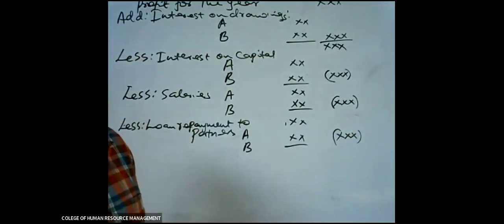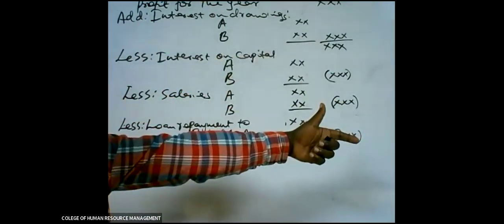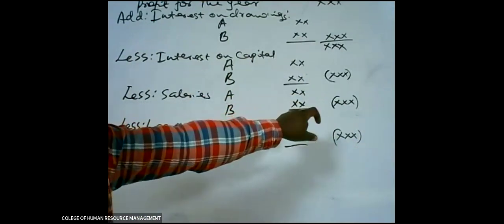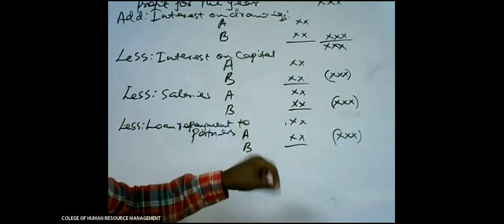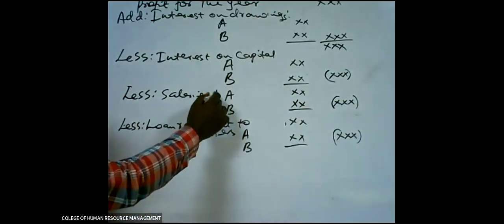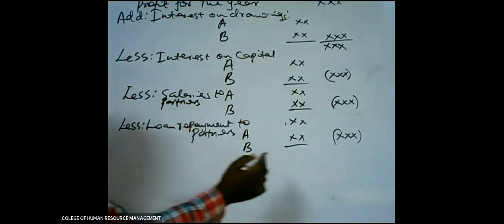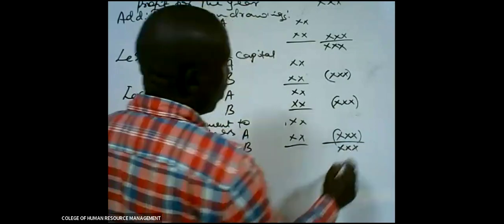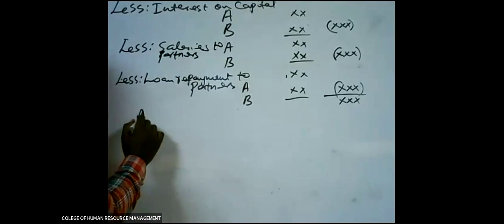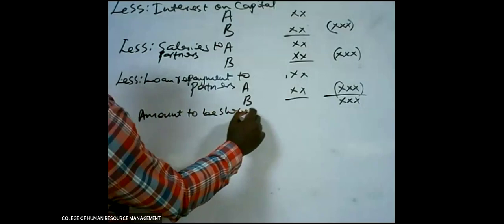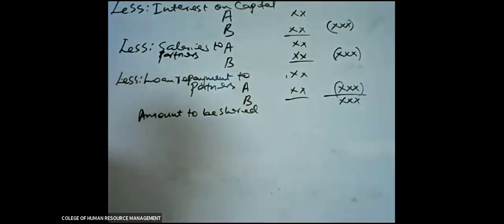So before they share profit, we pay interest on capital if the partnership agreement allows that. We pay the salaries to the active partners, and then we do any loan repayment to the partner. Even these salaries are to partners, not to the employees. So that now we can get the amount they will share, to be shared in the profit and loss sharing ratio.